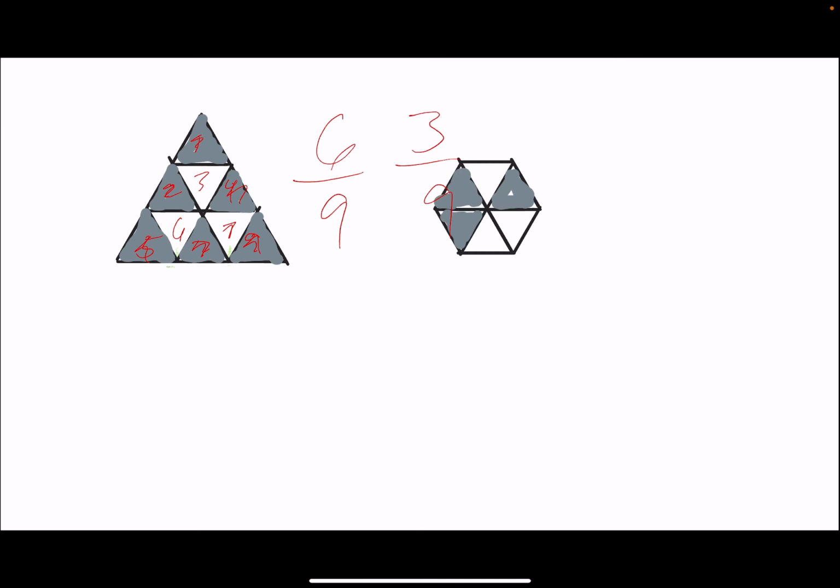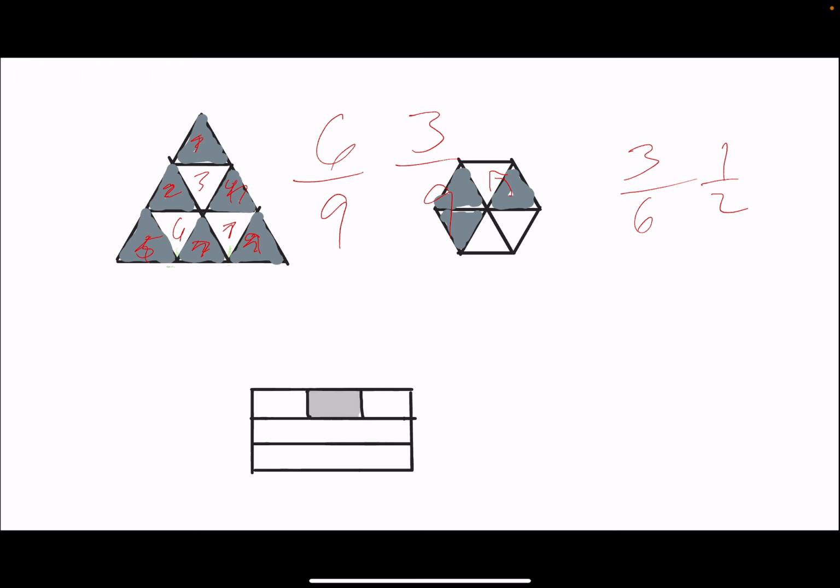So for this one, I could say there's 6 triangles in total and 3 of them are shaded. Or I could think about it if I move that one over, and then I could say half of this shape is shaded. Or I could say 3 out of 6 are not shaded. The same kind of thing, right?